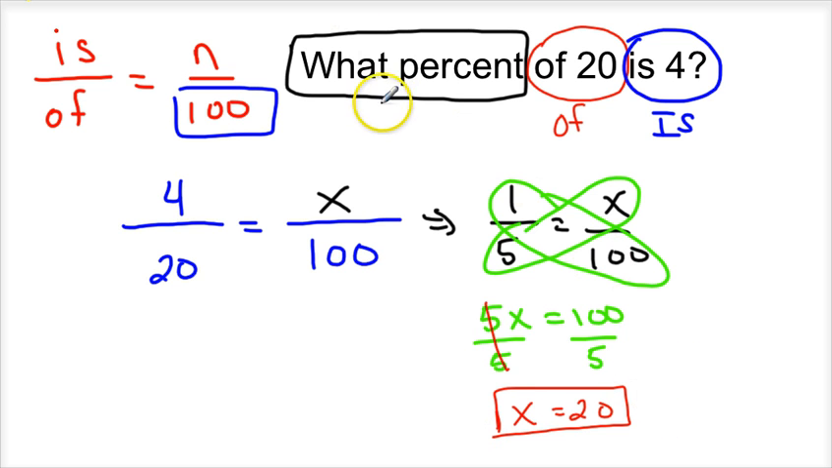Now this said what percent? So be careful that your answers also include the percent sign. So let's go back and put our percent sign in here, so 20%. So 4 is 20% of 20.